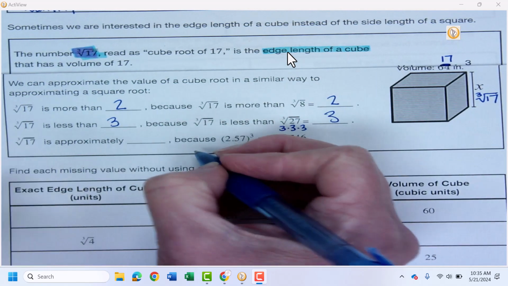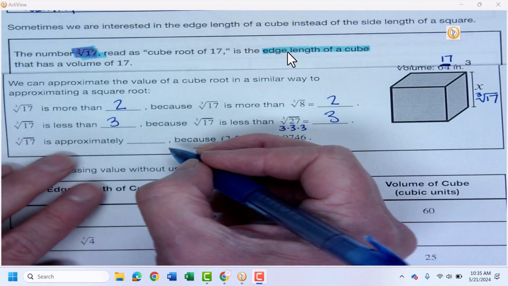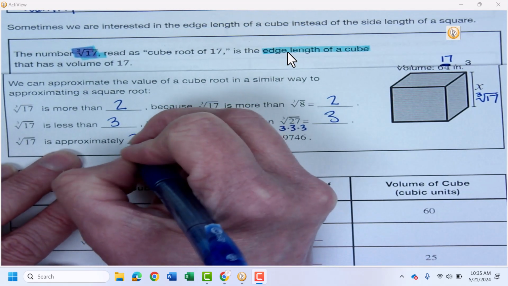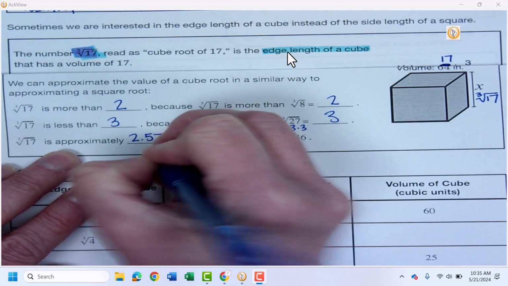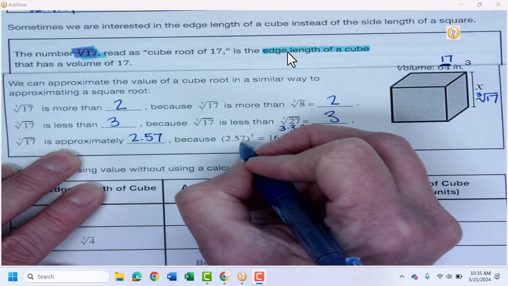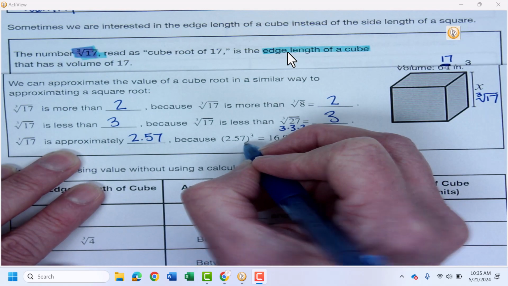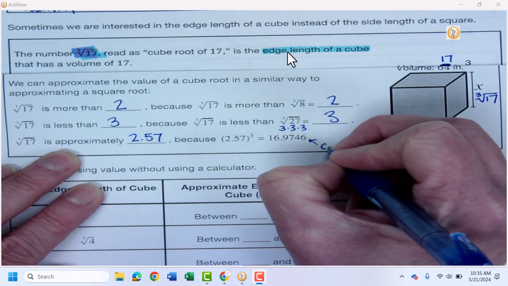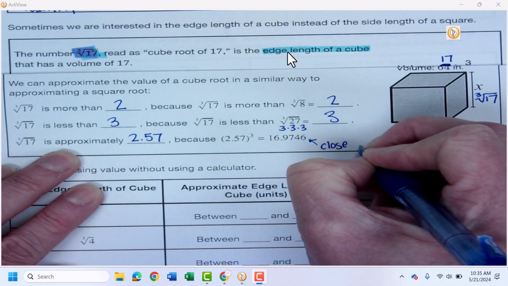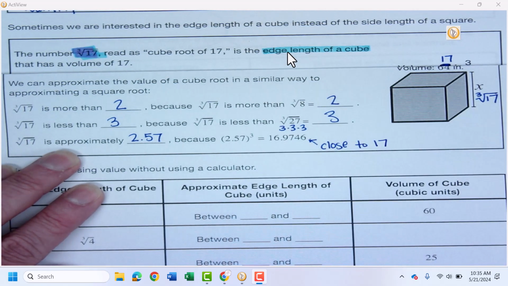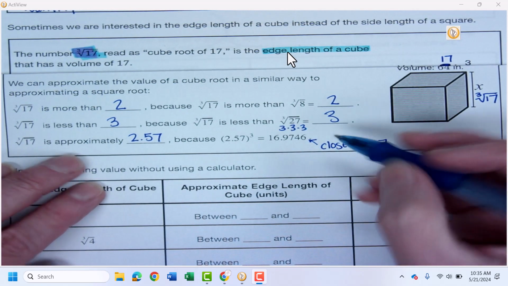And I'm here to tell you that the cube root of 17, if you were to fiddle around with it, is about 2.57. Because if I took 2.57 and I multiplied it by itself and by itself a third time, I get something that's pretty close to 17. It's never going to be perfect because 17 is not a perfect cube, but we can approximate it.